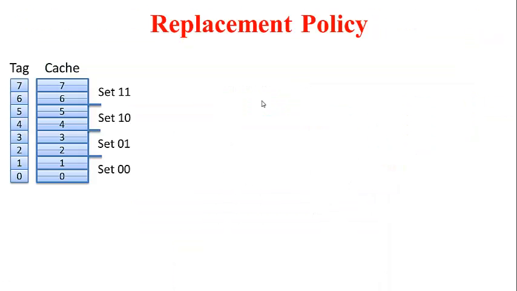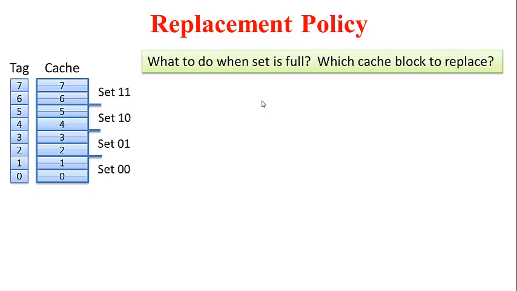One important design component in the design of a set associative cache is what is known as the replacement policy. This refers to what is the scheme we are going to use to determine which cache block to evict when the set is full and another cache block from main memory is going to come in to the same set.